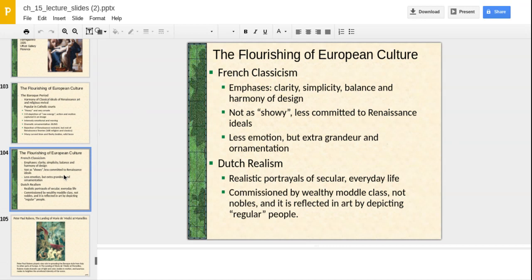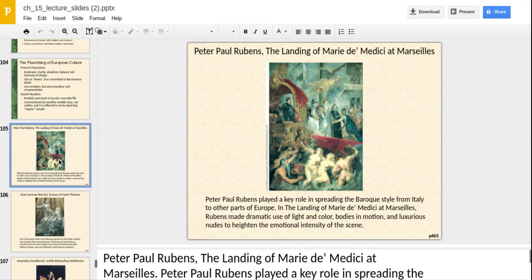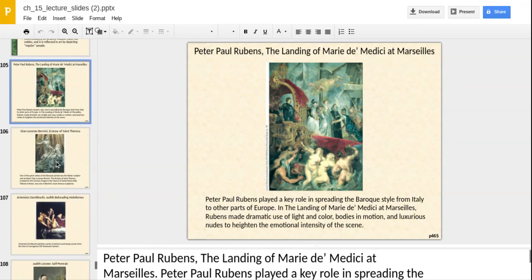You get French classicism, which emphasizes clarity, simplicity, balance, and harmony of design. It wasn't as showy as the Renaissance was. Less emotion, but extra grandeur and ornamentation. You also got Dutch realism, realistic portrayals of secular everyday life. You saw that in some of the paintings earlier. It's just normal, somebody's house, people just doing normal everyday things. Commissioned by the wealthy middle class, not the nobles. It's reflected in the art by depicting regular people. You're not really seeing them sit for portraits.